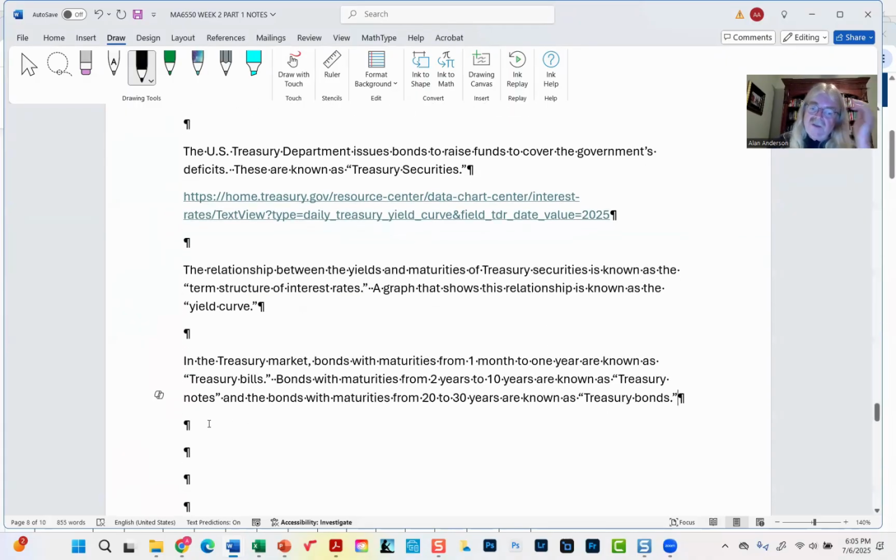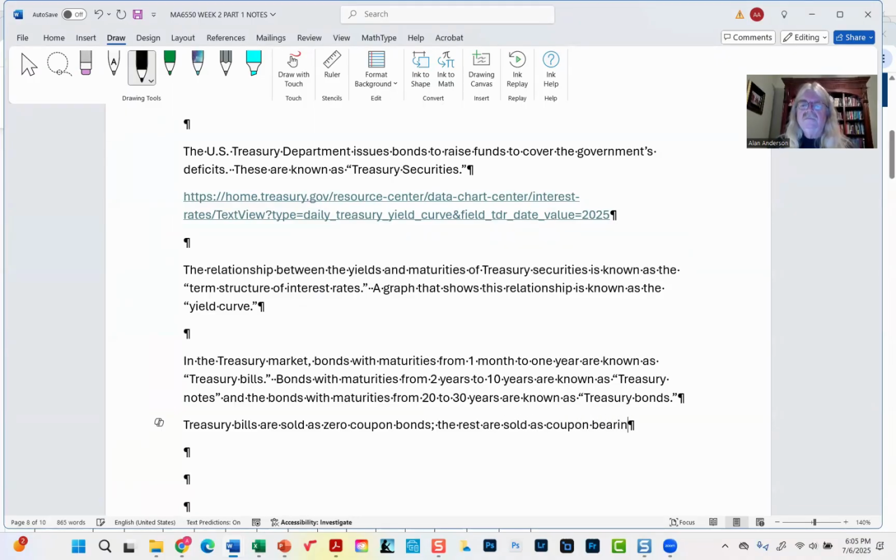Now, what's interesting here is that treasury bills are sold as zero coupon bonds, meaning they're sold at a discount from the face value. The rest are sold as coupon bearing bonds. Okay, and there's other differences too, but those are the important ones.